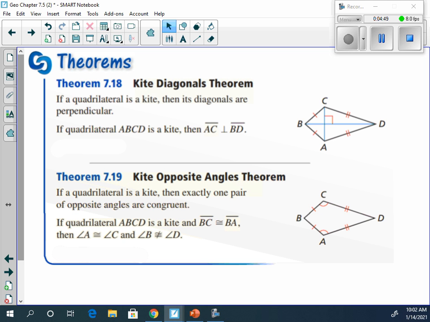If a quadrilateral is a kite, not the other way around, then exactly one pair of opposite angles are congruent. If it is a kite, then one pair of opposite angles are congruent. Now, it's a specific pair of angles. The angles that are going to be congruent are the ones that are between the non-congruent sides. In a kite, the angles that are congruent are the ones between the non-congruent sides. Those are going to be congruent.